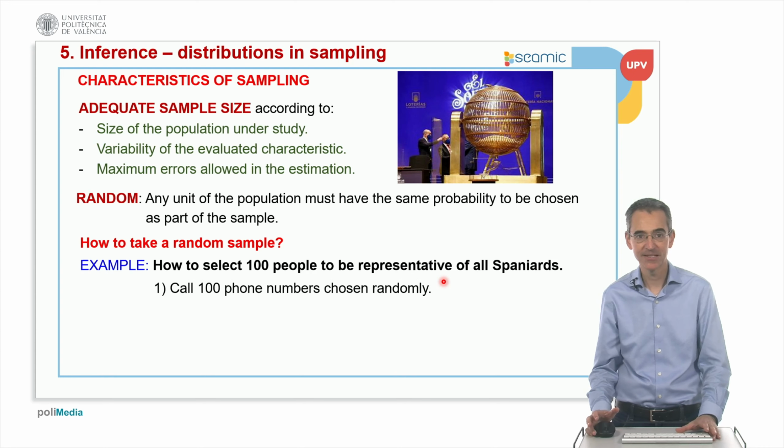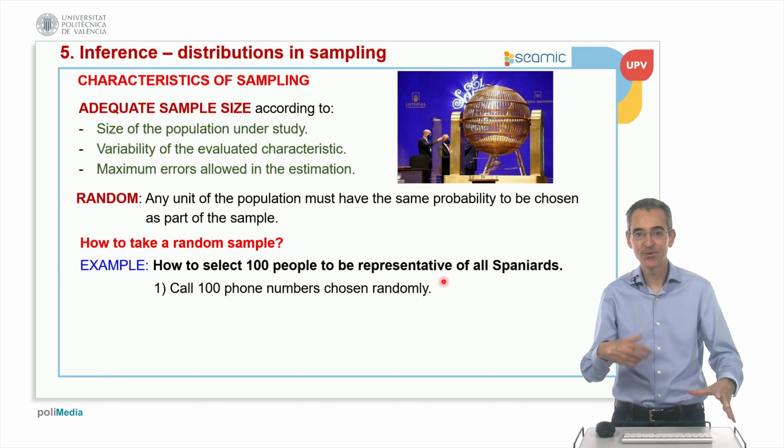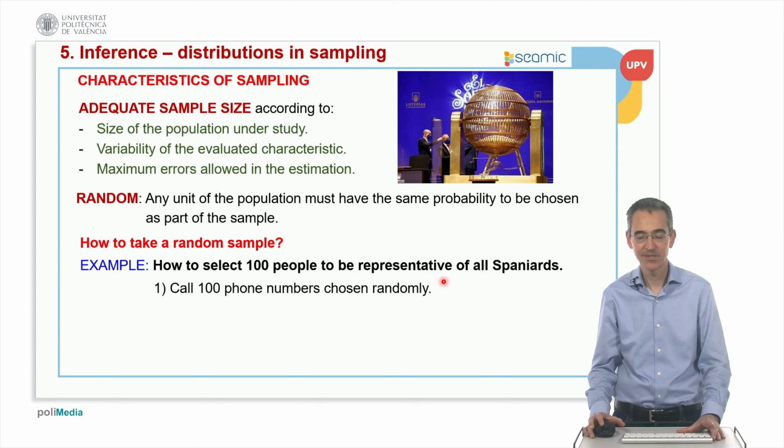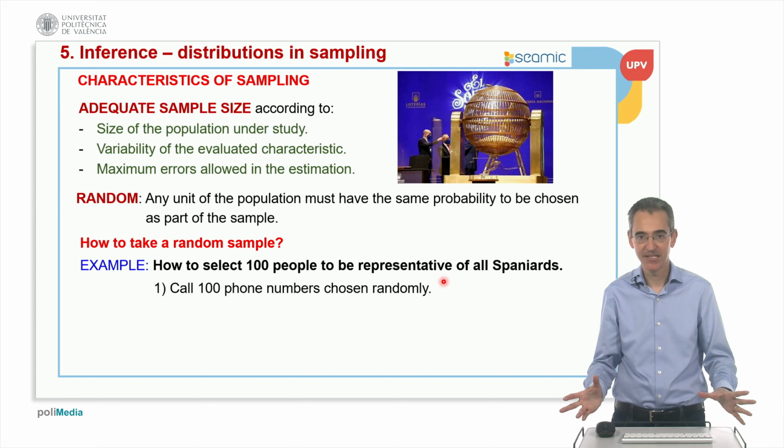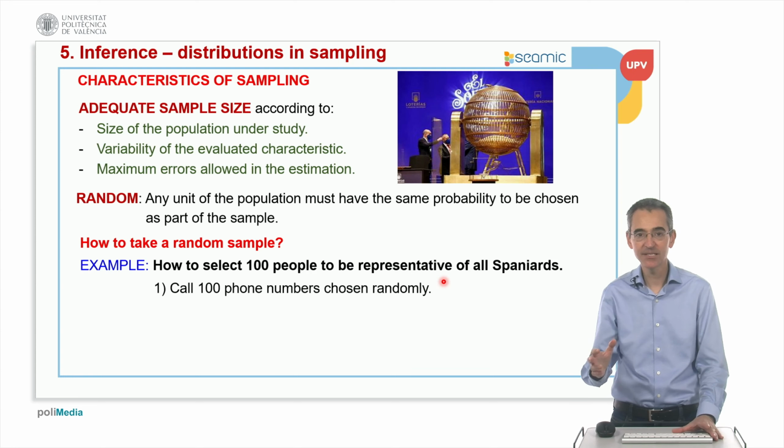For example, we can generate a software or a program that generates random telephone numbers. So we just call the people, and once we have gathered a group of 100 people, that could be a possibility. So we have a group of 100 people that have been chosen at random. Yes, obviously, this is a random selection. But is that a good way to take a sample?